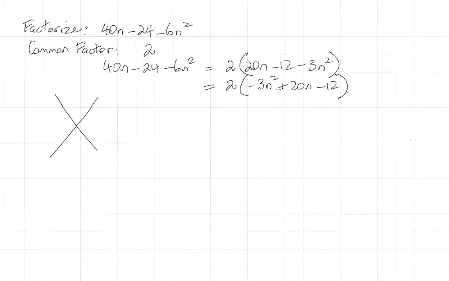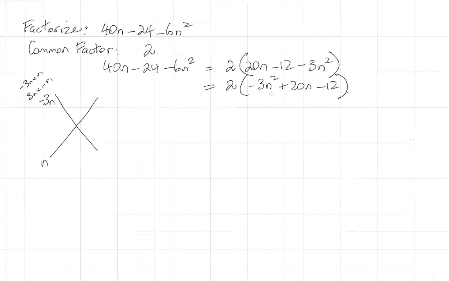We do our cross method, and we know that the 2 factors that go on the left-hand side are going to multiply together to give you negative 3n squared. Now, that could be either negative 3n times n or 3n times negative n. So let's just start with negative 3n and n. They multiply together to give you negative 3n squared.